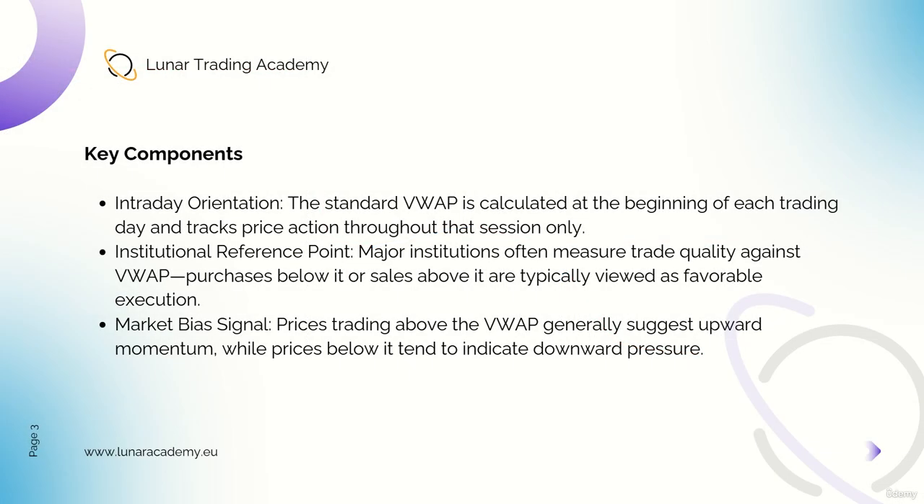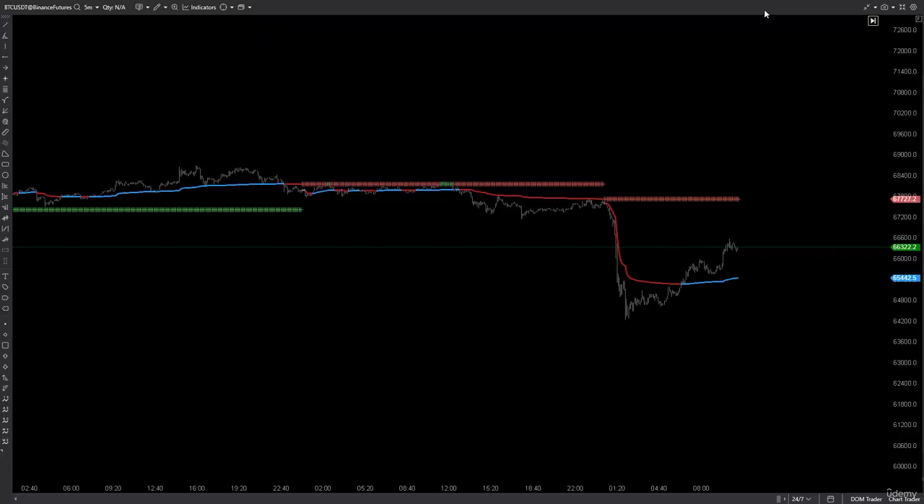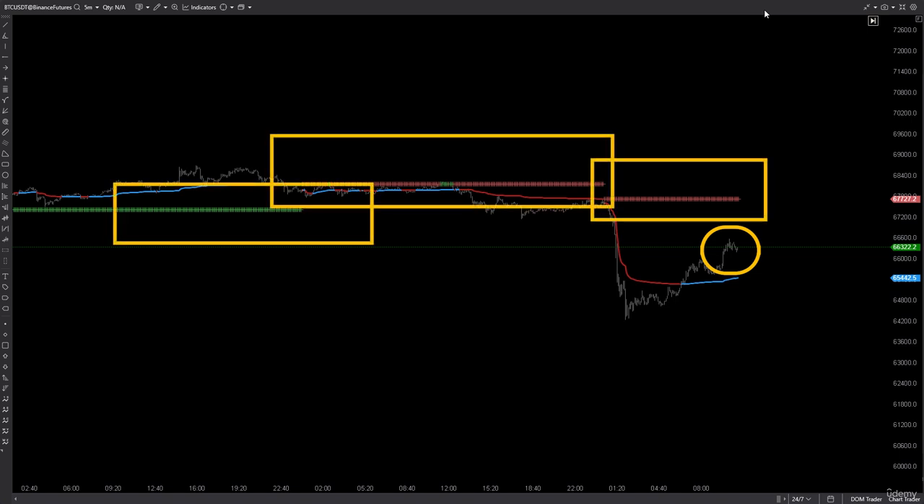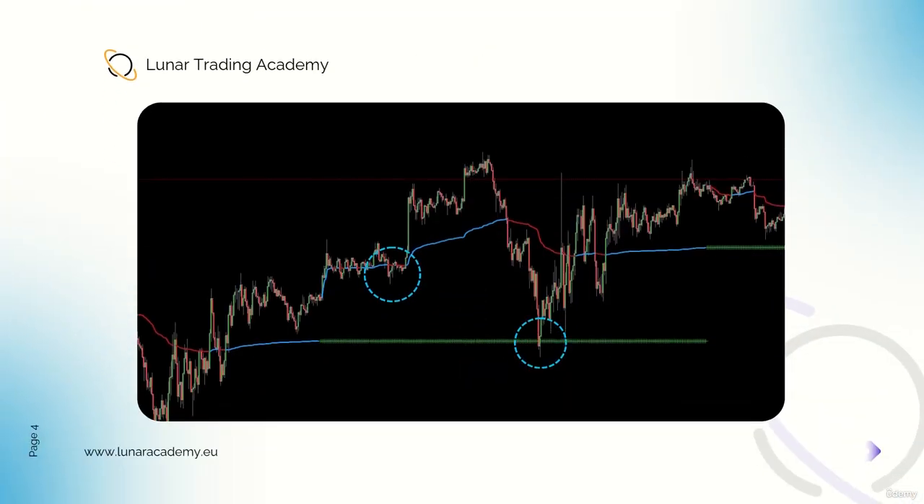Institutional reference point. Major institutions often measure trade quality against VWAP. Purchases below it or sales above it are typically viewed as a favorable execution. Market bias signal. Prices trading above the VWAP generally suggest upward momentum and trend, while prices below it tend to indicate downward pressure. Right here you can see how the price reacted to the VWAP from the previous trading session. In combination with other important key levels, this represents an excellent zone for potential trade execution, in this case long.